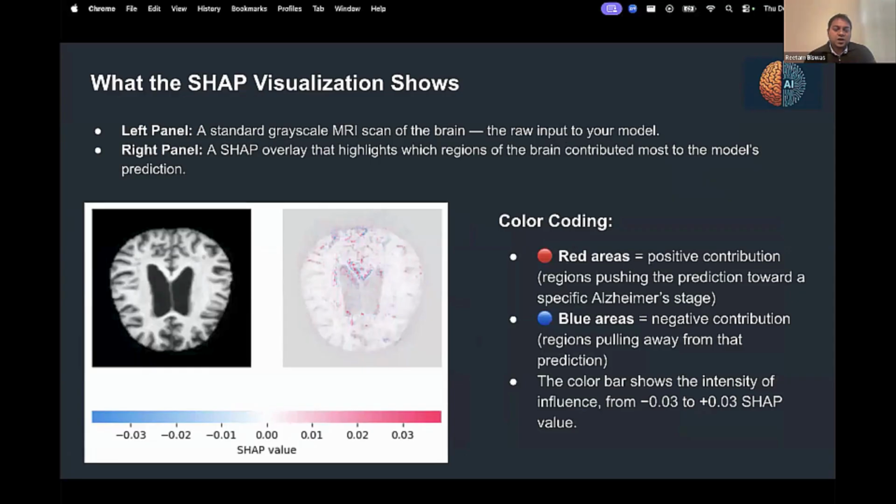And then we can also have a visualization like SHAP, where on the left side you see the grayscale image of one of the sample MRI scans. And the red dots give the positive contribution to predicting the Alzheimer's stages, whereas the blue dots show the negative contribution, showing how the model predicted the outcome.